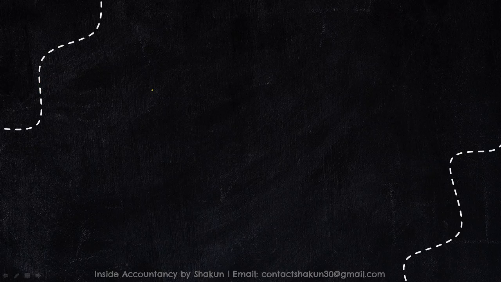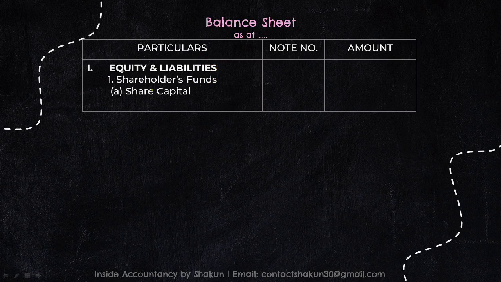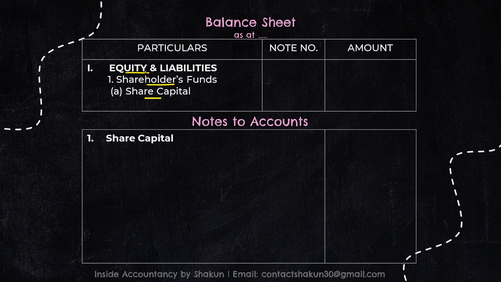Moving on, let's see how it will be shown in the balance sheet. Balance sheet format you already know. Share capital is shown under shareholders fund under equity and liability part of the balance sheet, but before we make that, we need to make the notes to accounts. In the notes to accounts, whether information is given or not given, we need to prepare authorized capital, issued capital and subscribed capital. We have to write all that here.